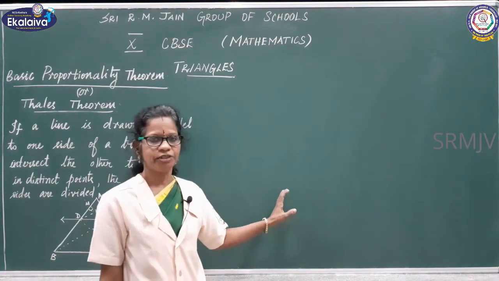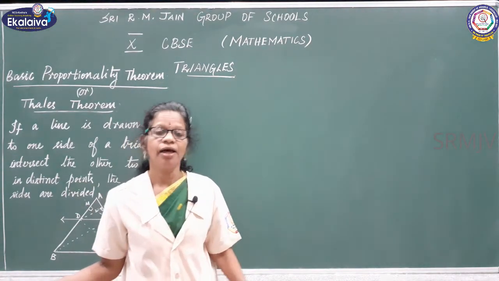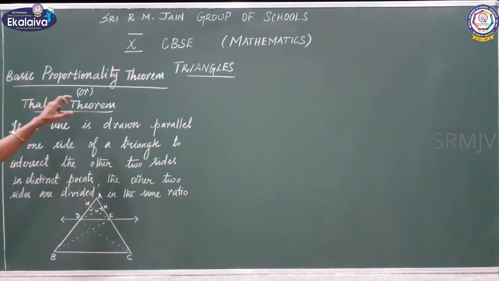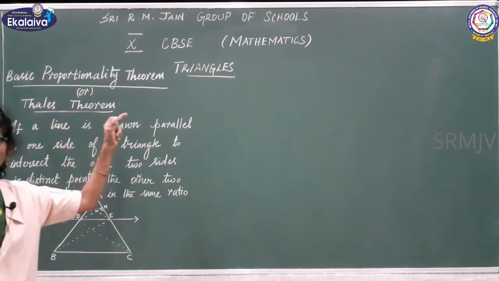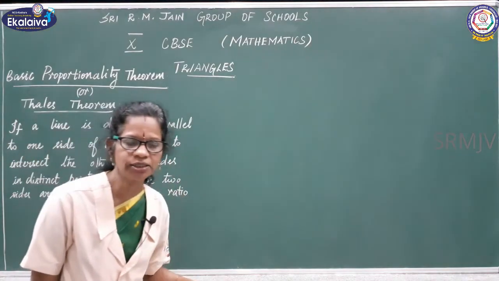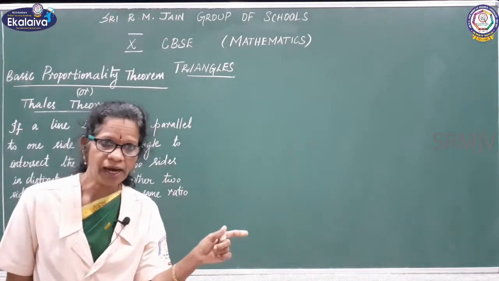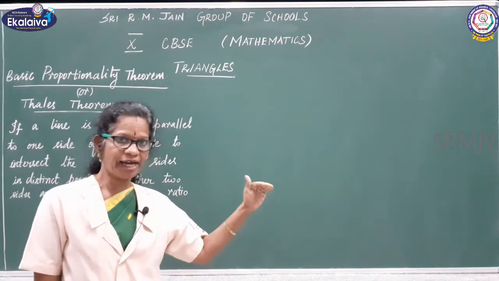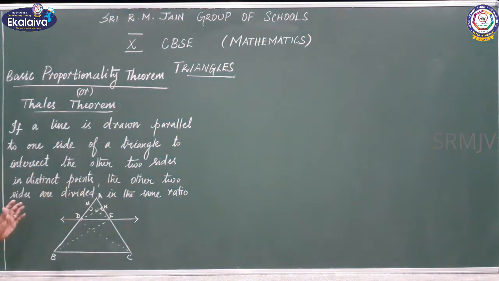Earlier we did the activity, the same thing we are going to do in the theoretical, I said. That we call a theorem, right? Basic proportionality theorem or Thales theorem. In the activity, what we observe, children, line parallel, so ratios are equal, right? The activity we did in practical, now we are going to do in the theoretical.